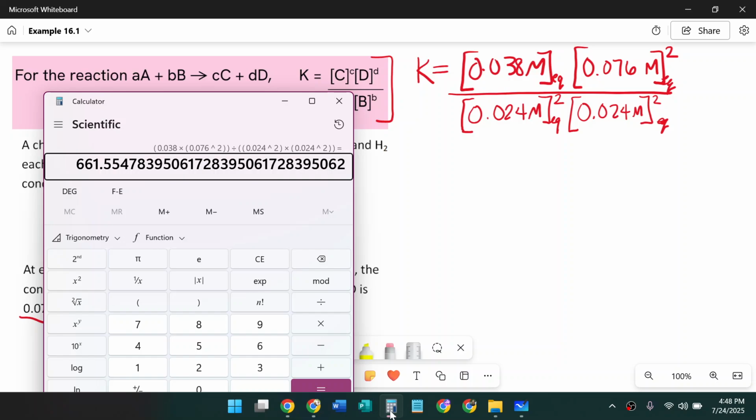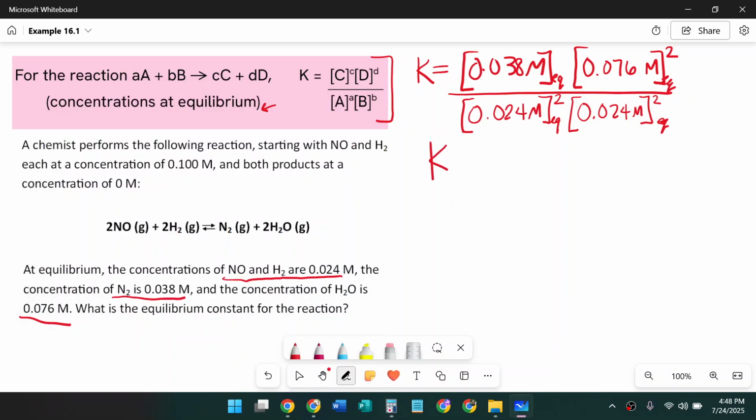Okay, I have on all those numbers 2 significant digits, so that's all I get in my answer. So the 6 and the 6 are the only digits that can be significant, so I'm going to round to the tens place, so 660. So K equals 660.